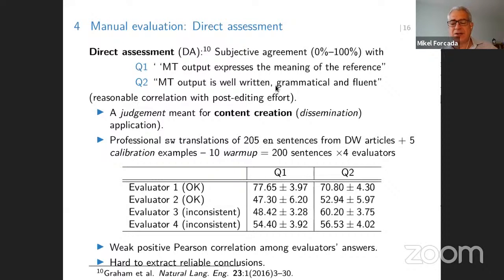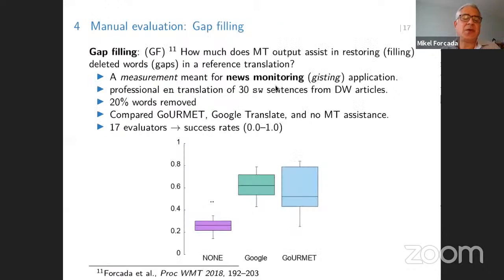Then there is the news monitoring use case. So here we're evaluating gisting, and we use a technique called gap filling, which basically tries to measure how much machine translation output assists in restoring words that had been deleted from a reference translation. So you get a reference translation, you delete some words, or you put some gaps, and then you show the machine translation and you ask people to fill the gaps. So that's a measurement of how useful the machine translation is in that task.